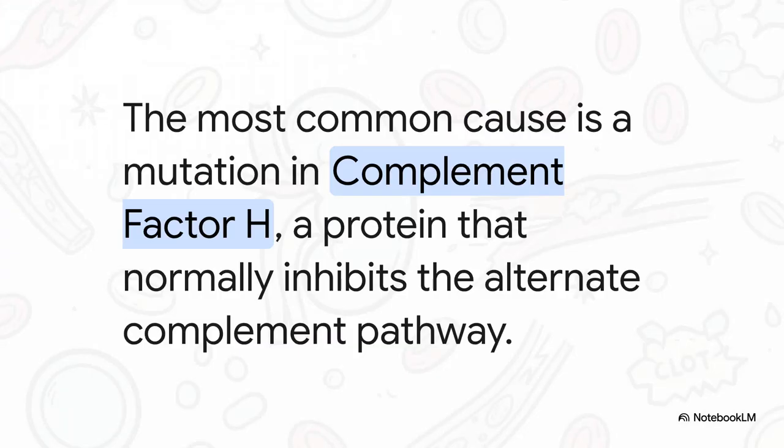And the reason for that uncontrolled activation? Well, the most common cause is a loss-of-function mutation in this specific gene, complement factor H. This protein is a key inhibitor. It's one of the brakes on the alternate pathway. When you lose it, you get unchecked complement activation and the subsequent endothelial damage.